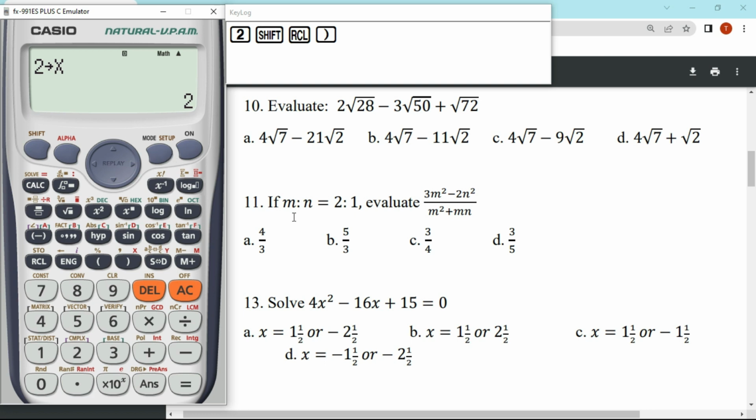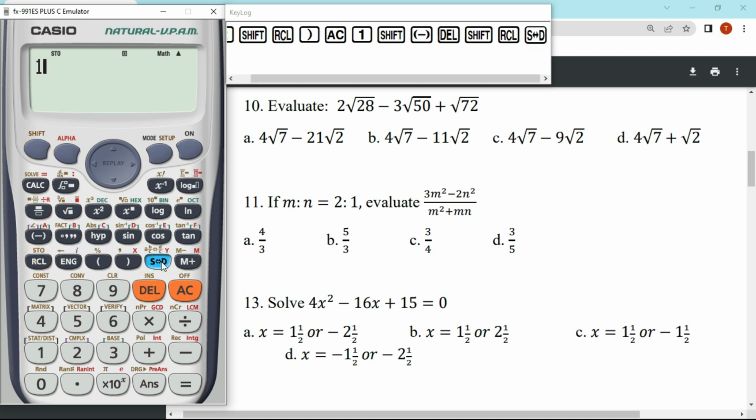Then we have the value of m stored to s, which is 2. Now let's go forward and store the value of n, which is 1. So we click on 1, then we store it to y. Okay, so we have the value stored to y. Now all we have to do is input this expression into the calculator first.